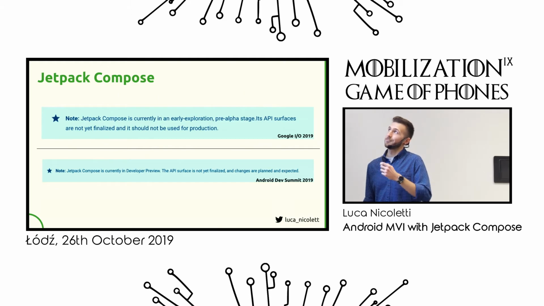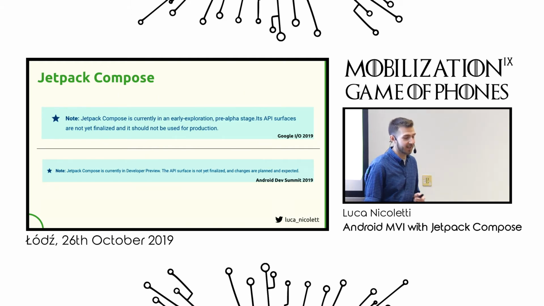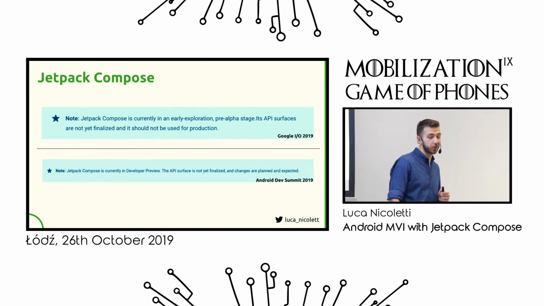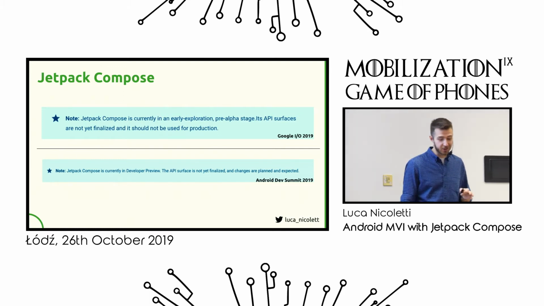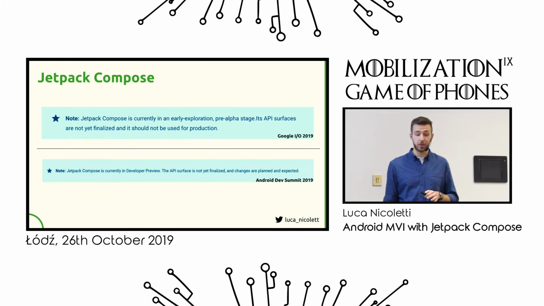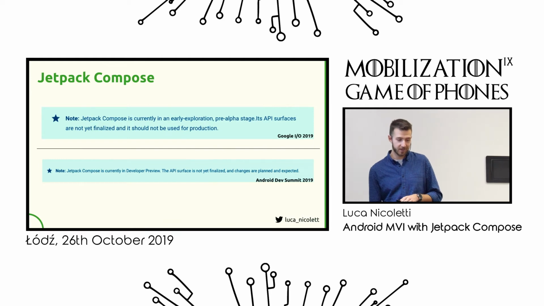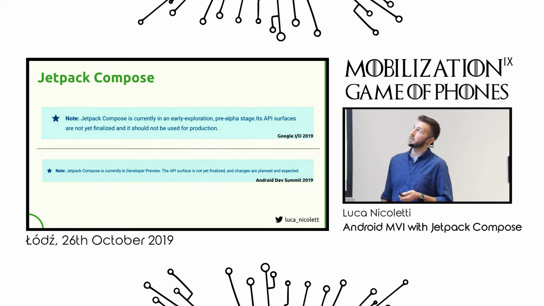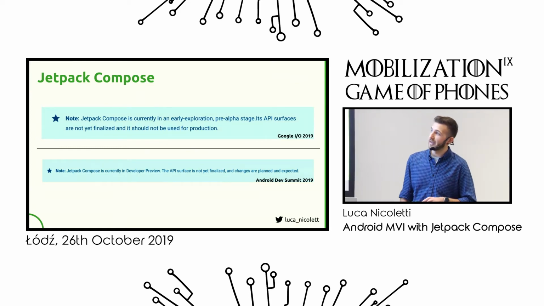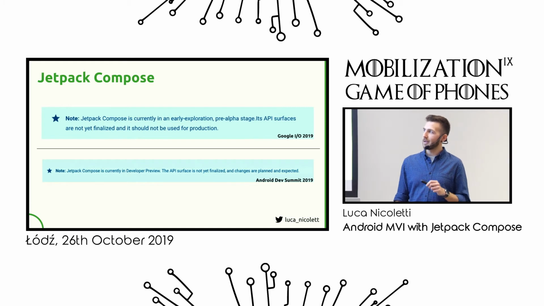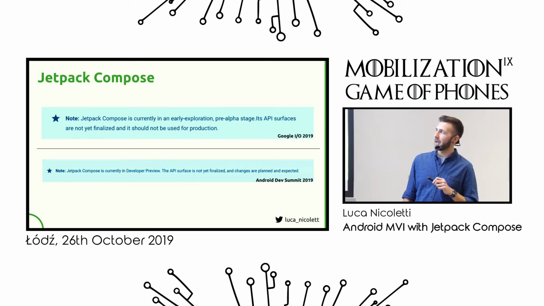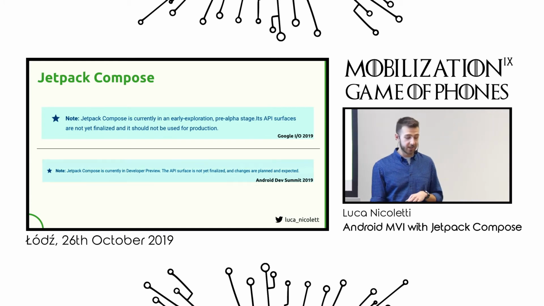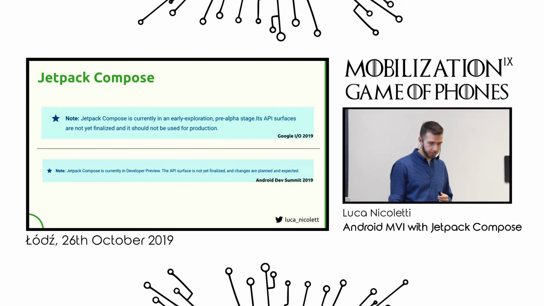The first one was the state of the website as of the day after Google I/O. There was this note saying that Jetpack Compose was in an early exploration pre-alpha stage, and its APIs were most likely to change. Now they've changed it, and they're more clear about them. Changes are planned and expected, and it's in a developer preview.